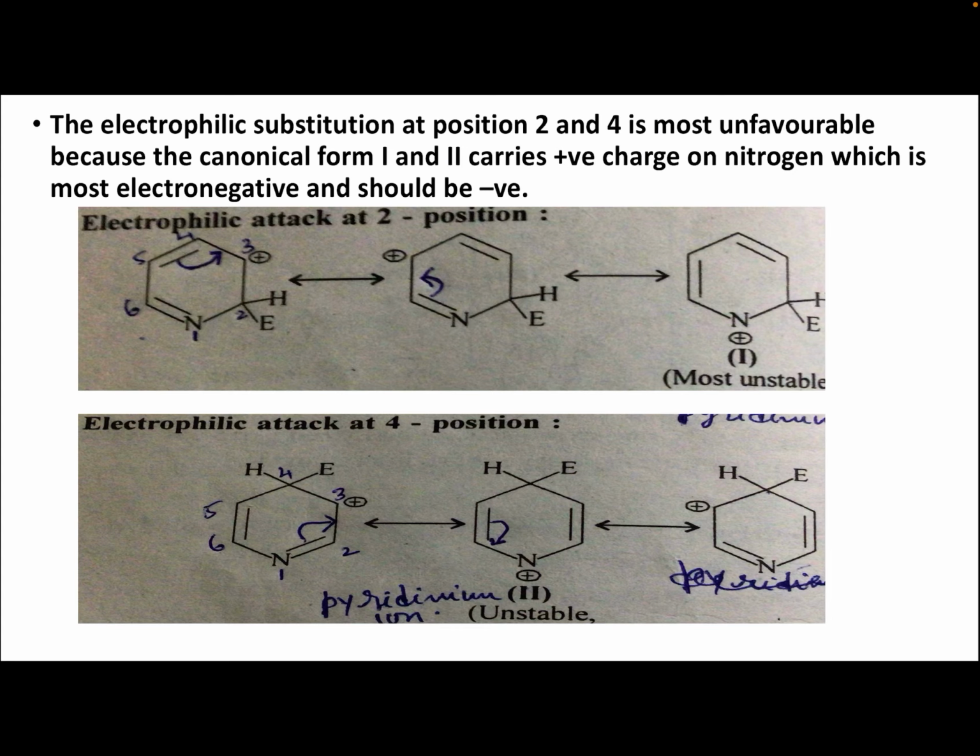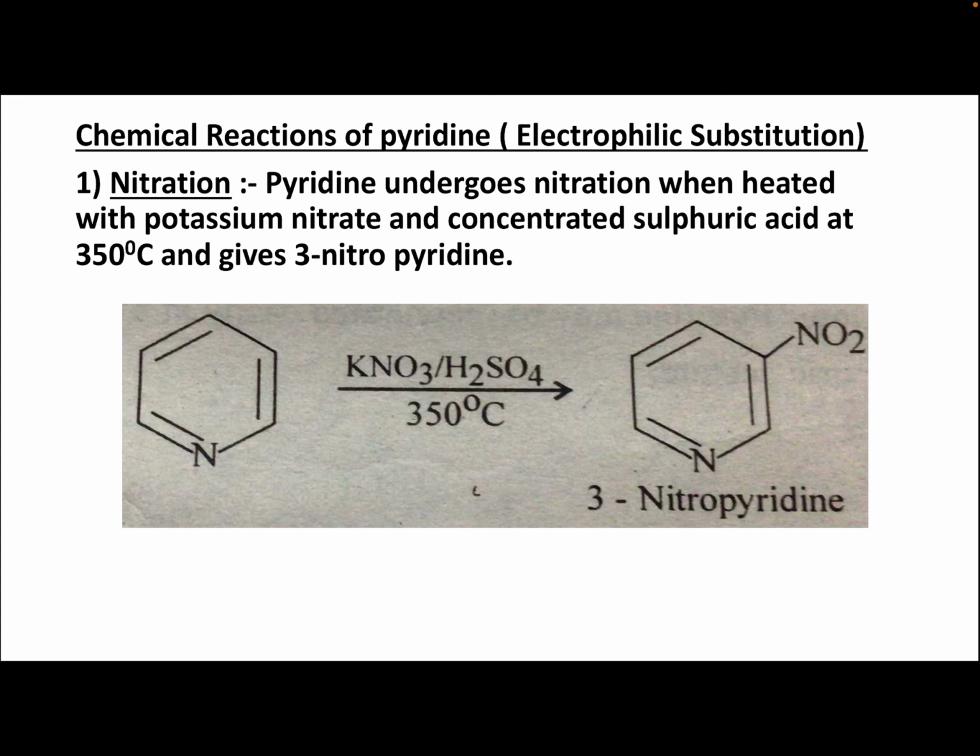Next we will see an electrophilic attack at 4 position. When the electrophilic attack is on the 4th carbon, what happens? First on the 3 position positive charge is there, then on nitrogen positive charge is there, and then on the 5 position positive charge is there. So here also on nitrogen there is positive charge instead of negative charge. So here also on position 4 the electrophile cannot attack. So the 2 and 4 electrophilic substitution do not take place. The electrophilic substitution takes place at position 3.